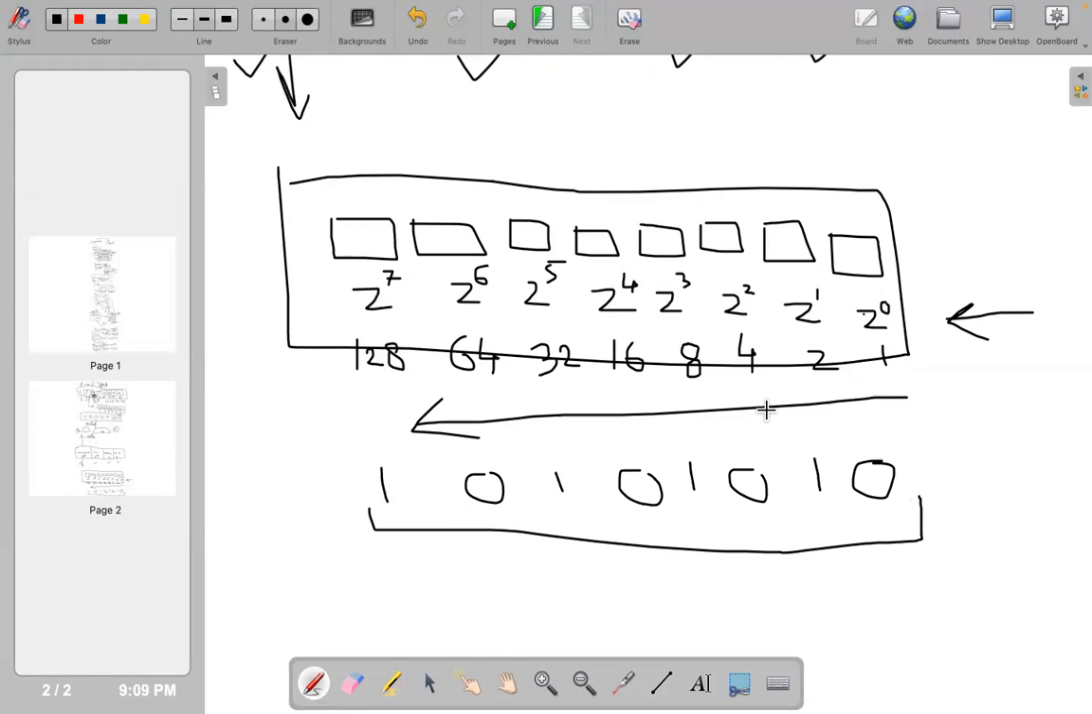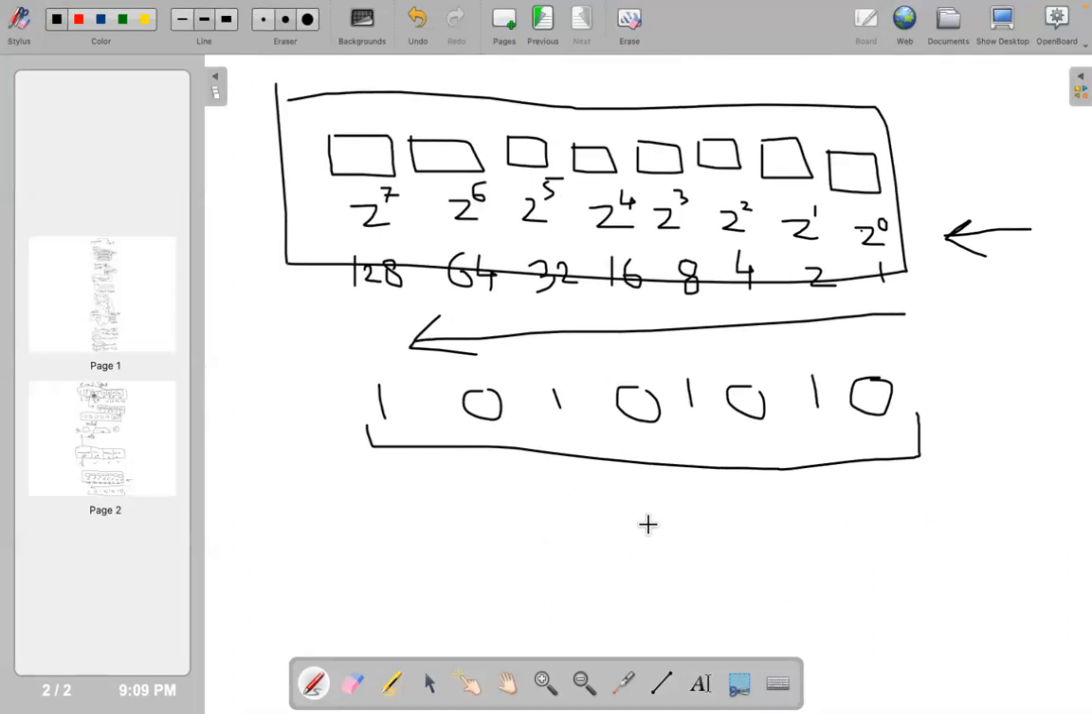So now the octet has eight placeholders and each has a value. Then what will the total value be? Suppose the first place has the value one, the second place will be two, the third place will be four, the fourth place eight, then 16, 32, 64, 128. Then wherever there is zero, you just cancel that. We don't have to take that into consideration.